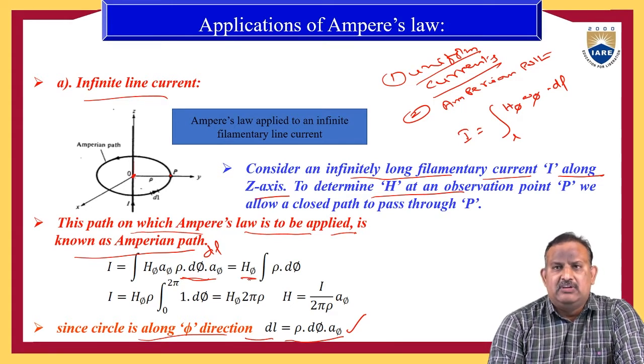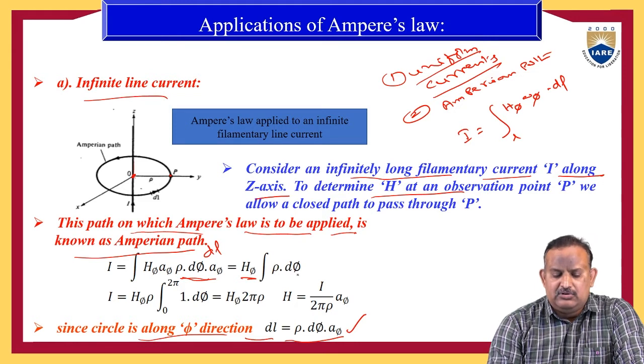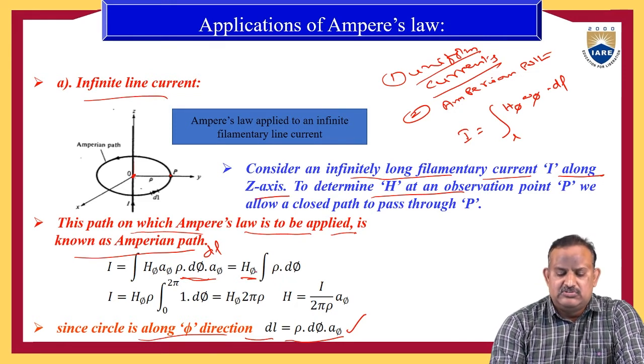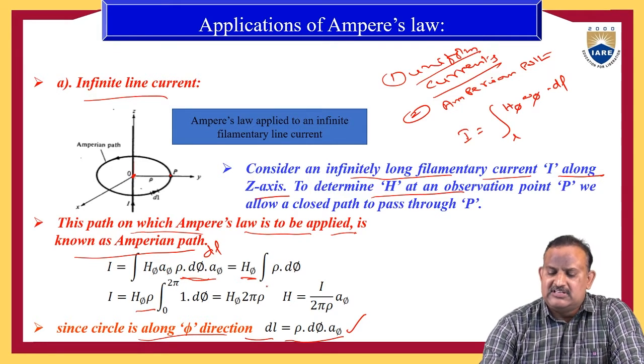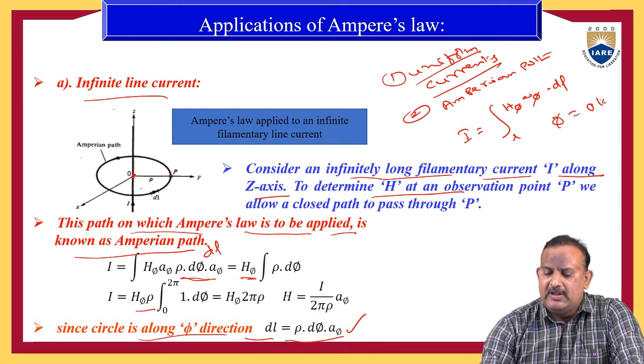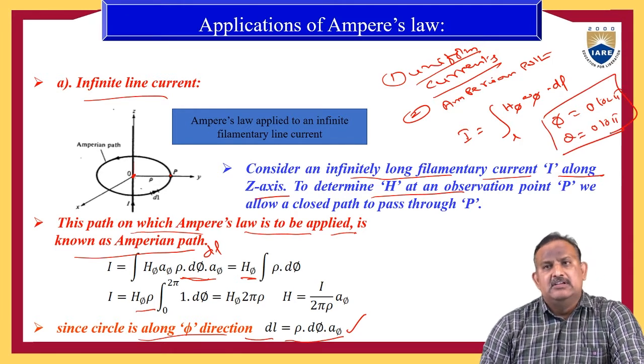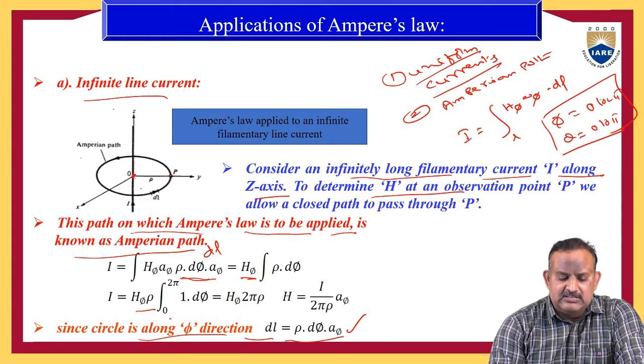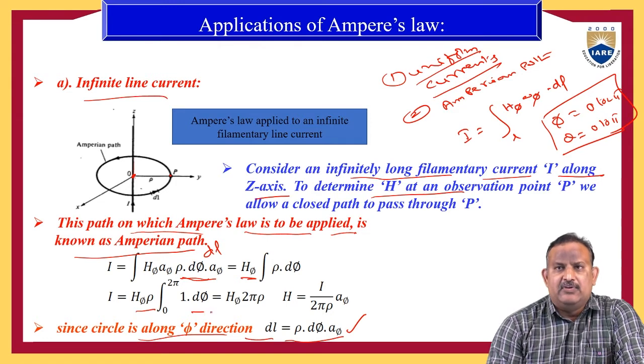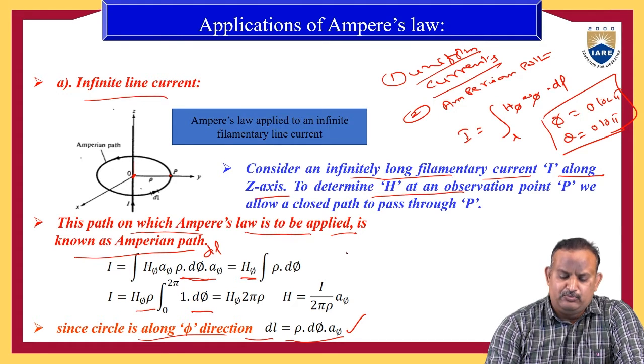Here H phi is constant, so we can keep it outside. H phi into the integral of rho into d phi, and because rho is also a constant, we can keep it outside the integral. Therefore, it is H phi into rho, integral 0 to 2 pi, because the phi limits are 0 to 2 pi, and theta limits are from 0 to pi only. Integrating 1 into d phi between the limits 0 to 2 pi gives phi, so the value is 2 pi.